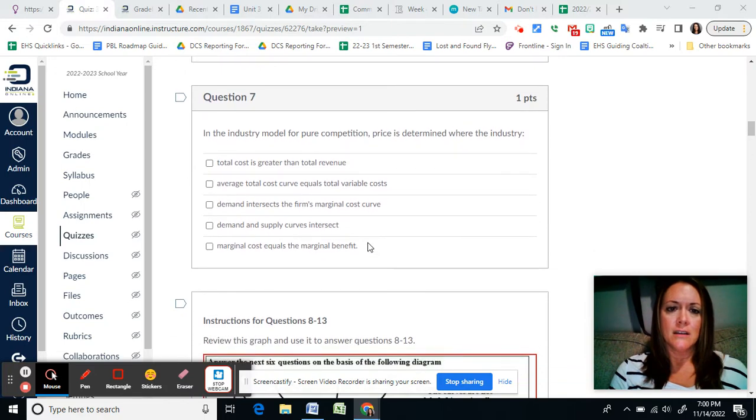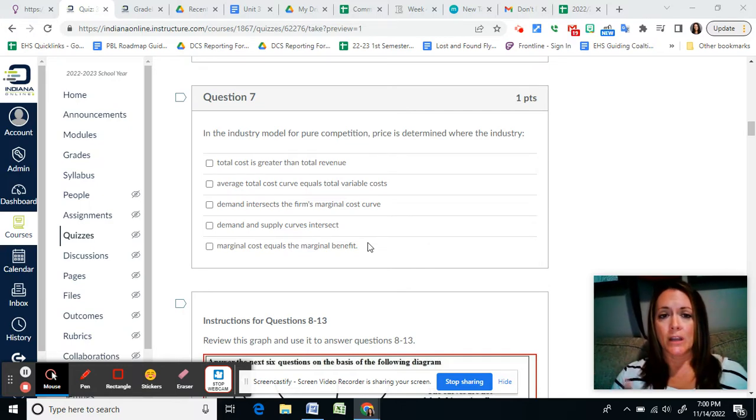Next one was number 7. In this case, it says in the industry model for pure competition, price is determined where the industry, and the key thing that you missed here was the industry model. The industry model is where you have just your downward sloping demand curve and your upward sloping supply curve, where the two intersect, and then you have an equilibrium price. Your response, I think, was where demand intersects the firm's marginal cost curve. That would be true for the firm, but this question is asking for the industry as a whole. And that's where we default to the traditional X shape of downward sloping demand, upward sloping supply.